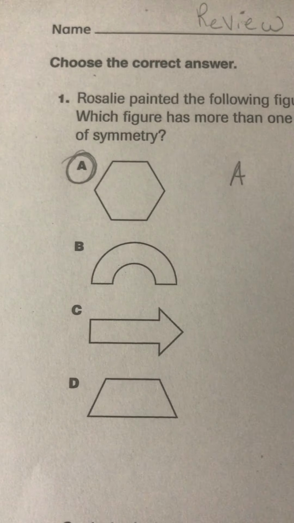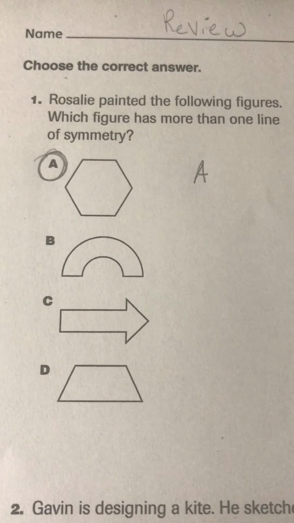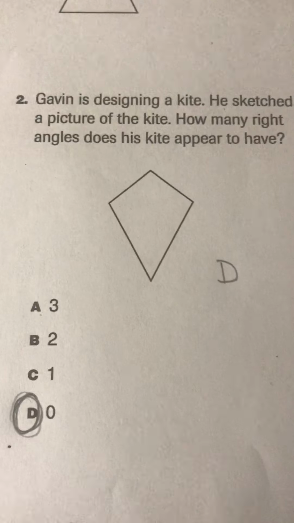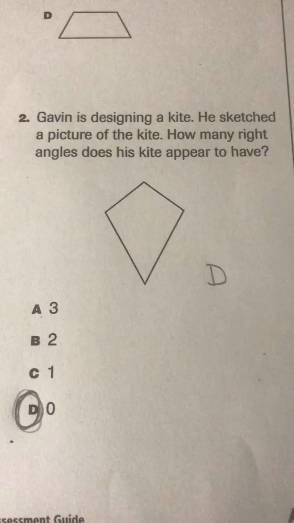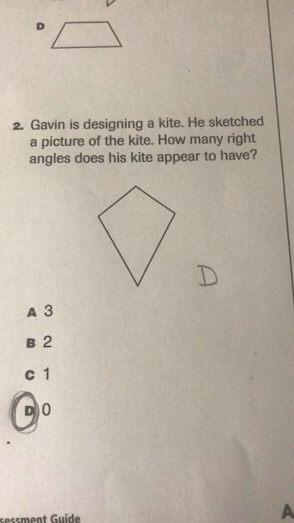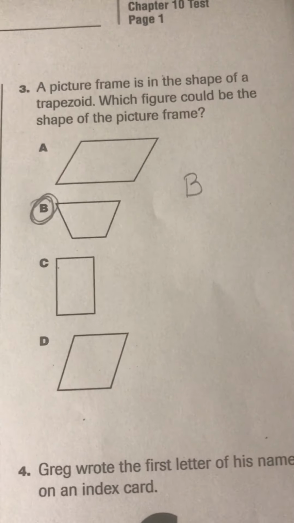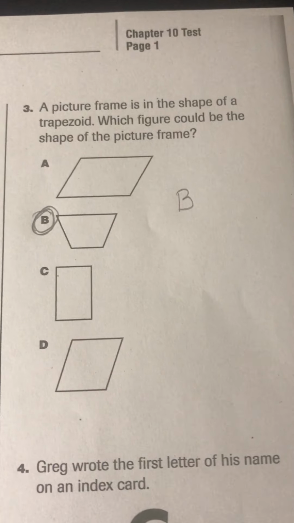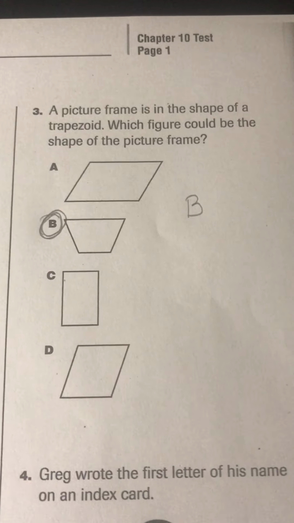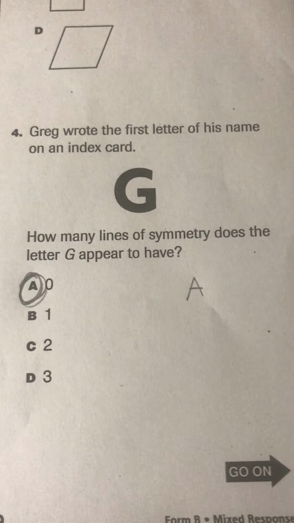So for number 1, the answer would be A because that shows more than one line of symmetry. For number 2, D would be the answer because that kite does not show any right angles. For number 3, which would be the shape of a trapezoid, that would be B. And number 4, that G does not have any line of symmetry, so the answer is A.